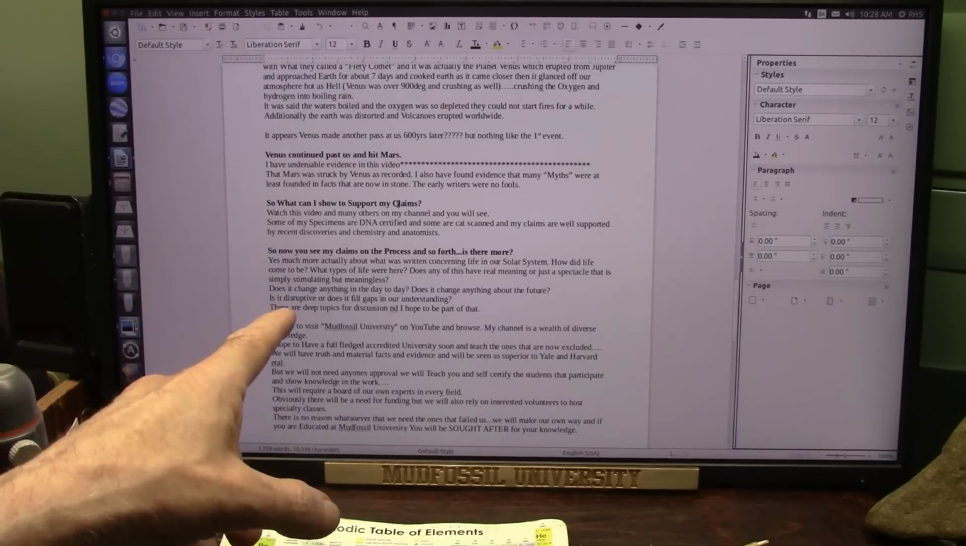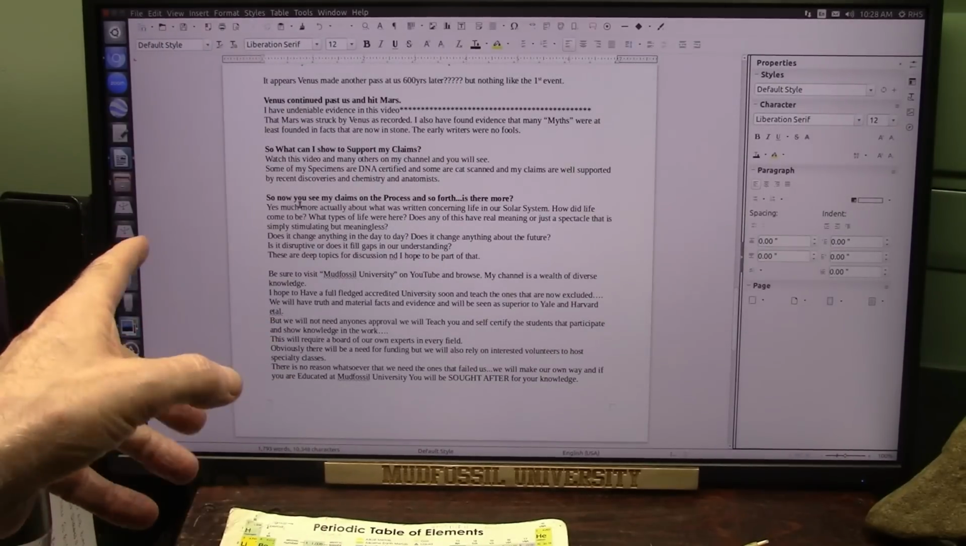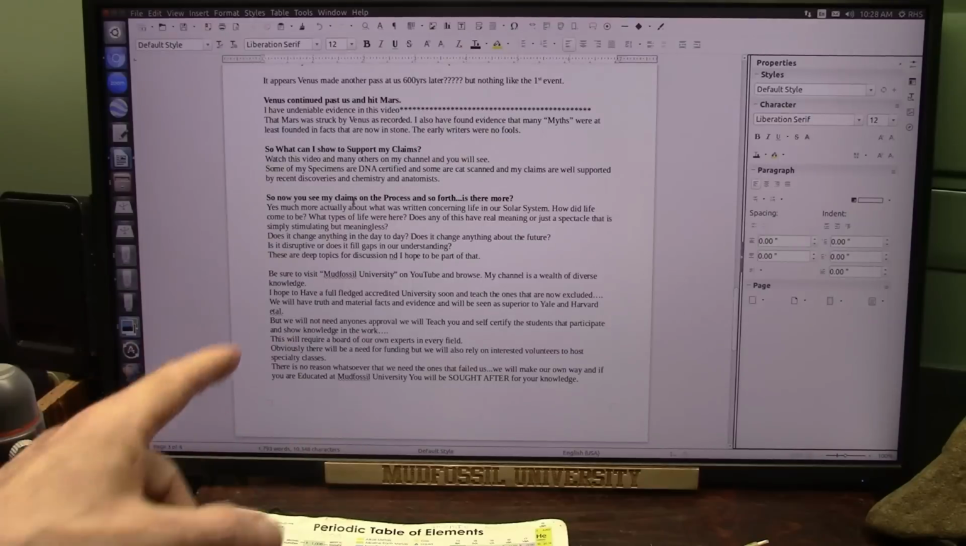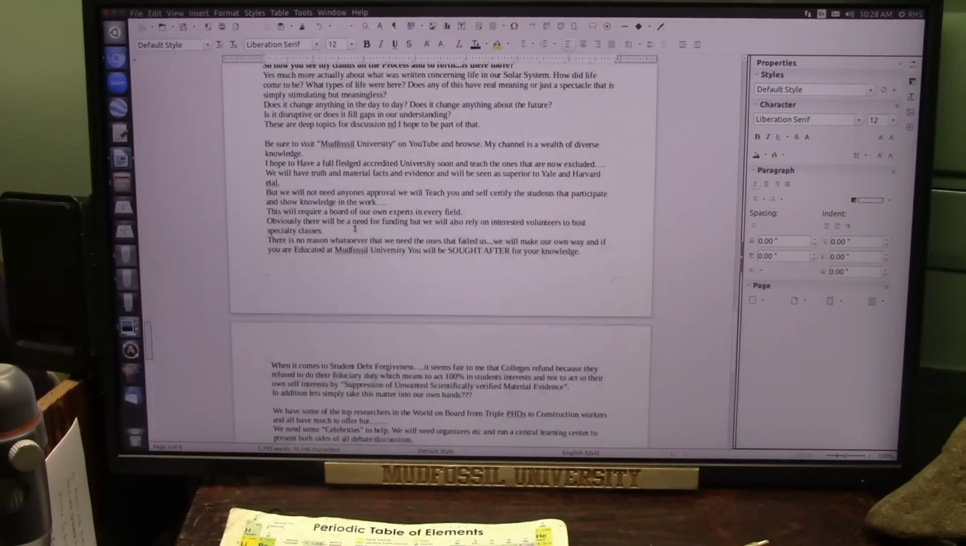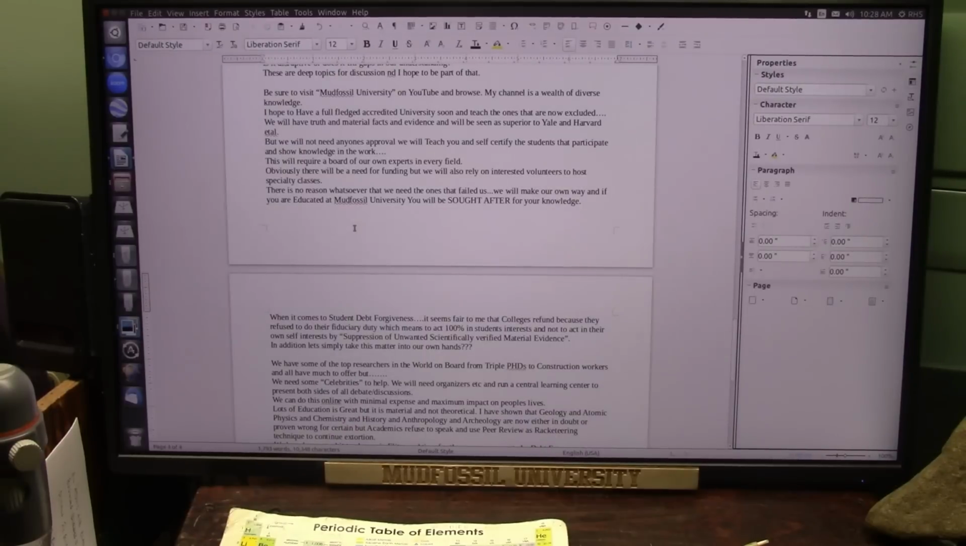So what can I show to support my claims? Well, I've shown it, and I'll show you again now. So now you see my claims on the process and so forth. Is there more? Yes, there is a ton more, because it affects all of our ancient past.